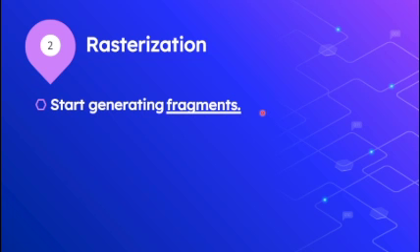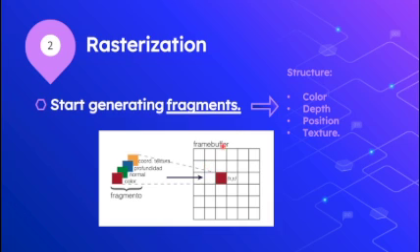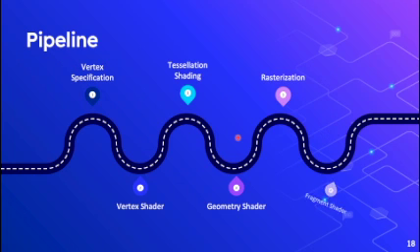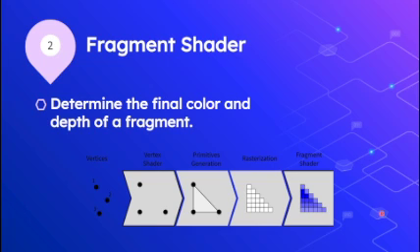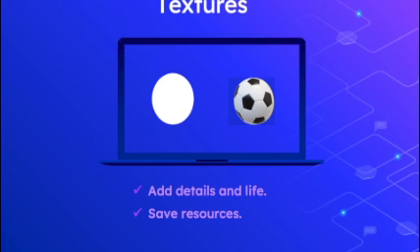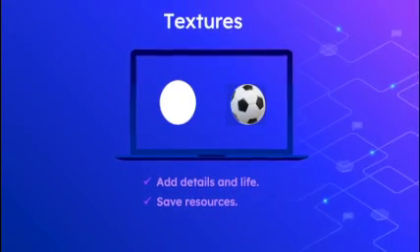In the rasterization, we start generating fragments. Fragments are structured with color, depth, position and texture. As we can see, all of these attributes are saved together in the frame buffer. Then we have the fragment shader stage. We determine the final color and depth of the fragment. Now, as we can see, we have a colored pixel. Textures are another important concept. As we can see, they add details and life and save resources.